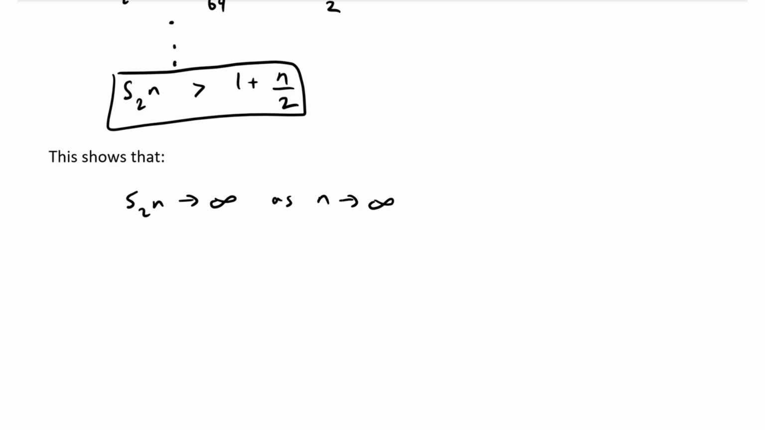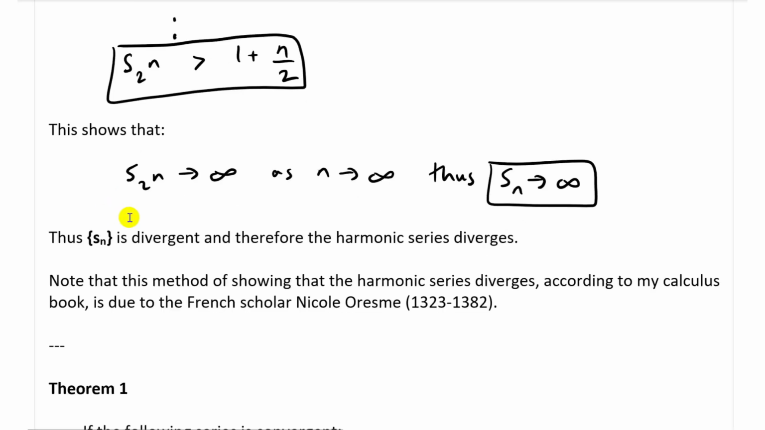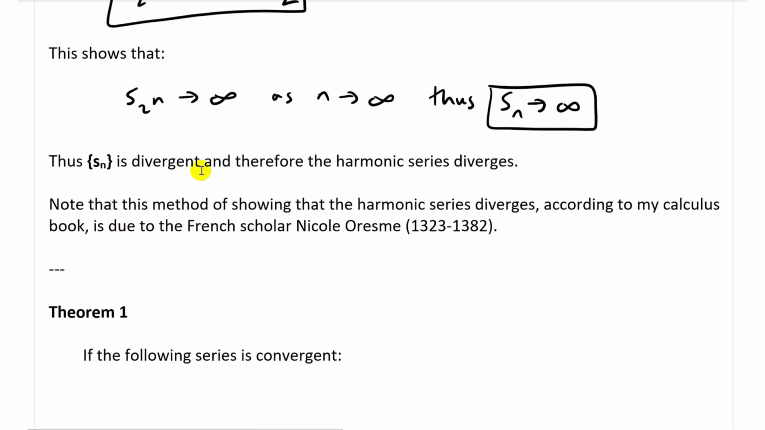Because if this is approaching infinity, we're going to have 1 plus infinity over 2, in other words, infinity, but this is greater than that, so it's also infinity. So thus S2 to the power of n goes to infinity, but that just means the even power terms. But in general, Sn itself is going to infinity, because you can have Sn greater than S2n. And it keeps going on and on. So thus, this is divergent. So Sn, the sequence of partial sums, is divergent, and therefore the harmonic series diverges.